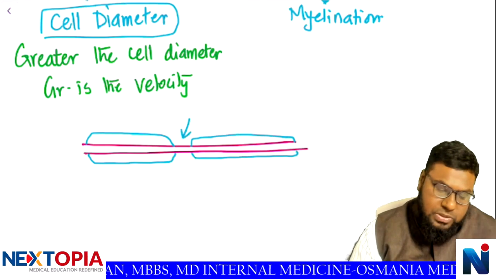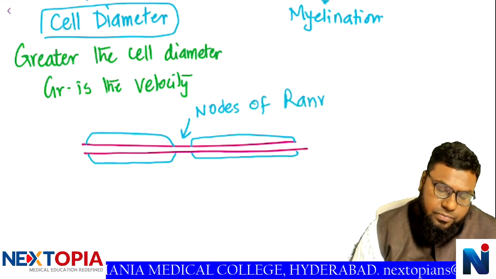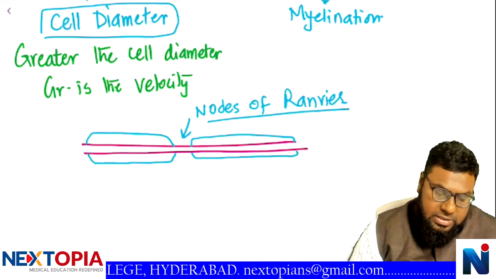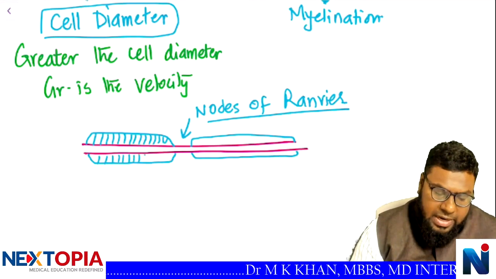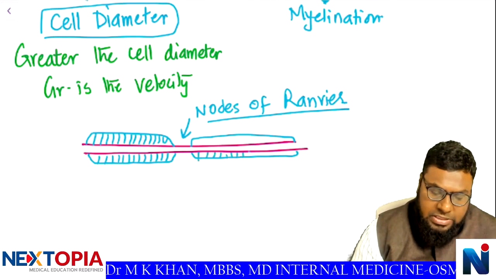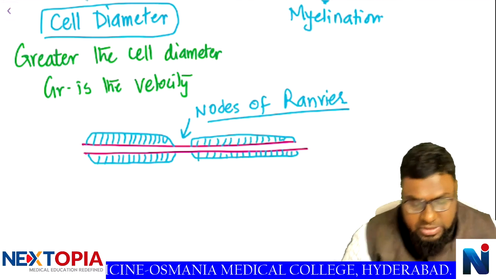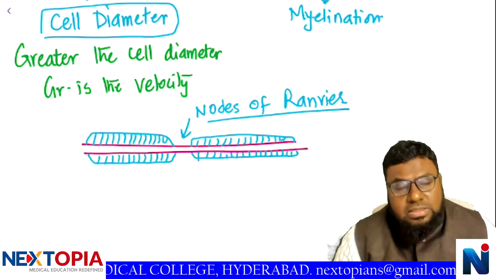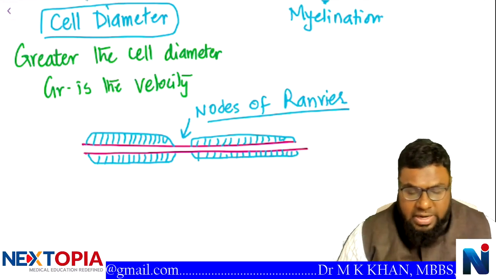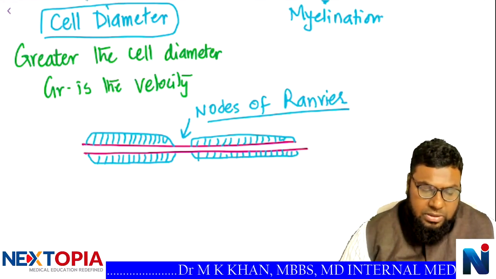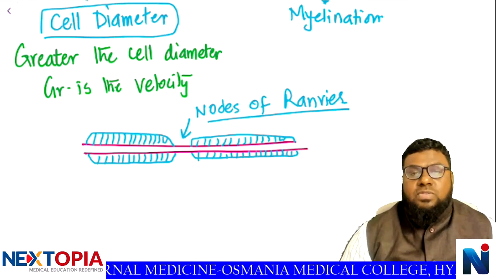So in between we have gaps. This is called the nodes of Ranvier. And this is the myelin sheath. All right. In neuroanatomy, I'll teach you how this myelin sheath is formed and what the derivatives of this myelin sheath are. There are diseases wherein this myelin sheath is lost. We call them demyelination disorders, like multiple sclerosis, Guillain-Barré syndrome. In neuroanatomy, I will be teaching, and also in internal medicine, neurology, I'll teach you this point. Please remember the diseases of the myelin sheath.